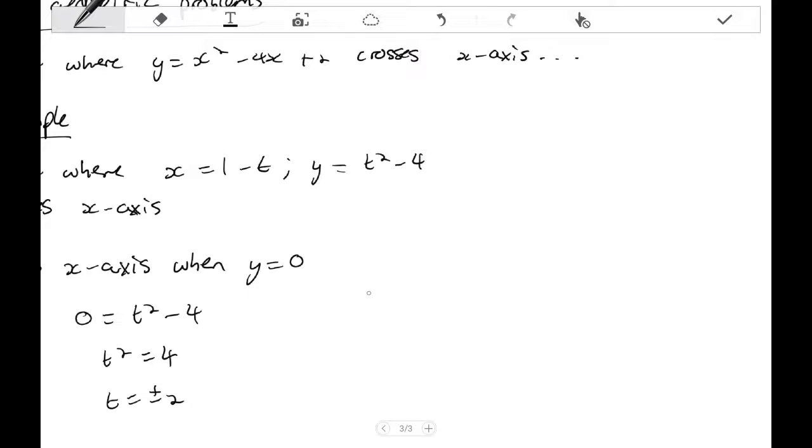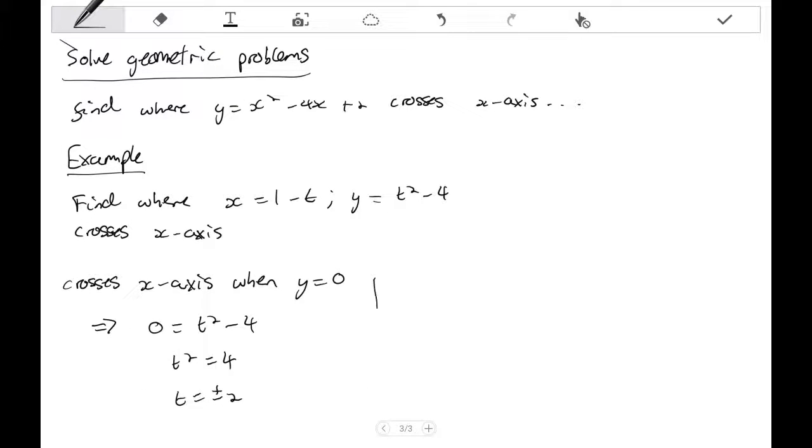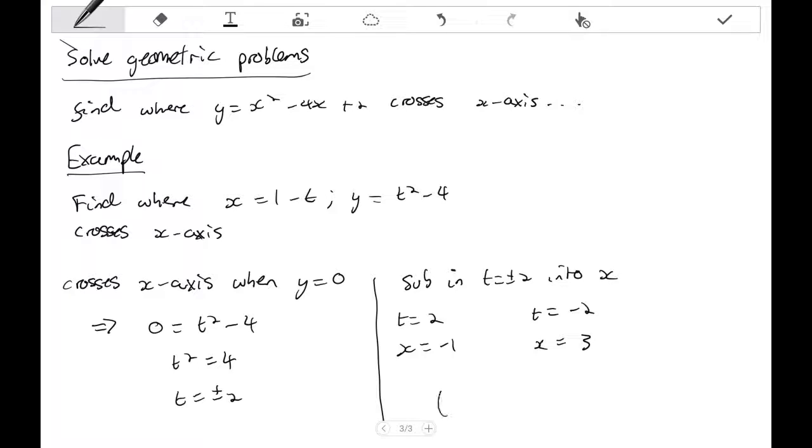Then all we have to do is sub t equals plus or minus 2 into x. We have that t equals 2, x would equal 1 minus 2, which would be -1. t equals -2, x would be equal to 1 minus -2, which would be 3. So our coordinates would be -1, 0 and 3, 0. Simple as that. Nice and straightforward.